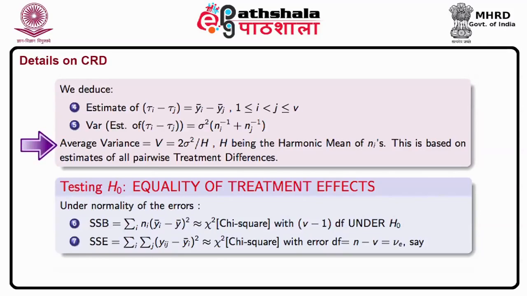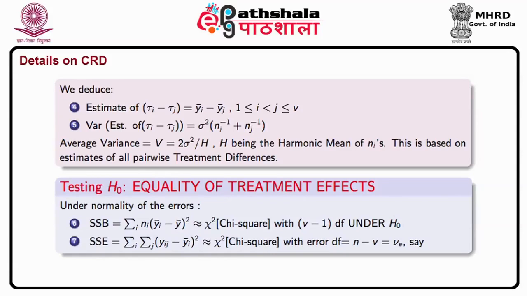So this is based on estimates of all pairwise treatment differences. Let me give a historic note here. In the 1940s, precisely maybe 43 or 45, Kempthorne came up with this expression for the average variance of the estimates of all pairwise differences in the context of a CRD in the form of 2 sigma square over capital H, capital H denoting the harmonic mean of the replication numbers. He gave that expression. It came up in the literature for the first time.